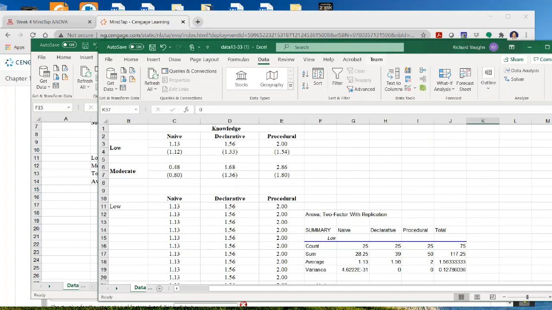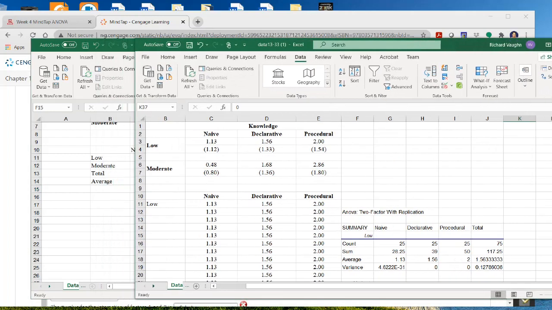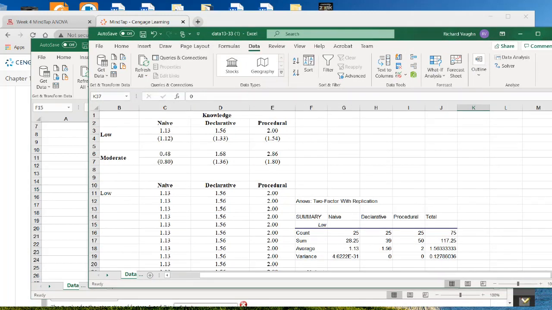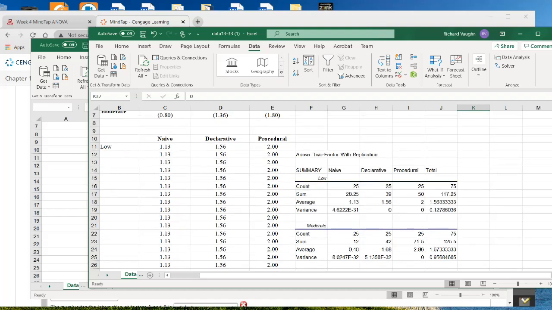And I'll tell you what I did with this one. Right, so this is the same set of data. And now I took that low and moderate and naive, declarative, procedural data, and I copied it 25 times, because there are 25 subjects here. In essence, I'm pretending that they all had the same score. All 25 people had 1.13. They didn't really all have 1.13. That was the mean. But if I average 25 copies of that, I'll get that same mean.